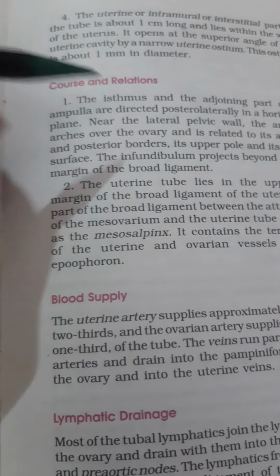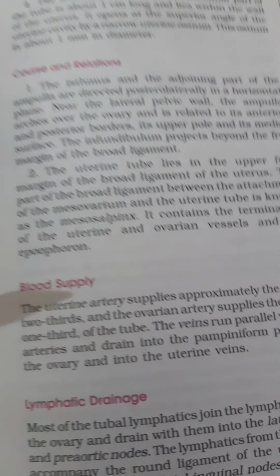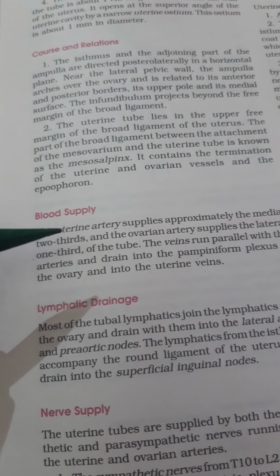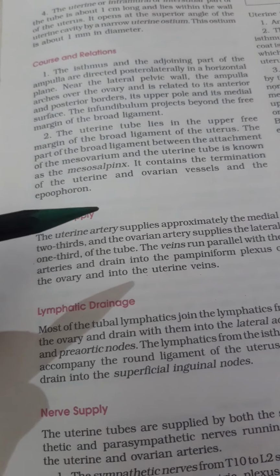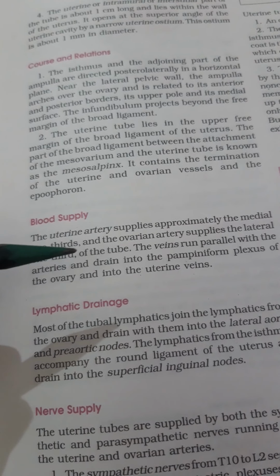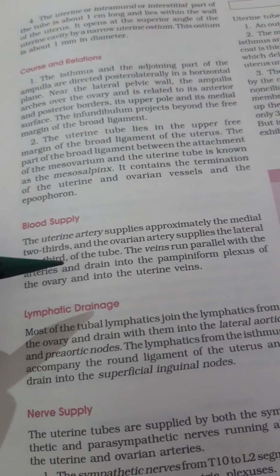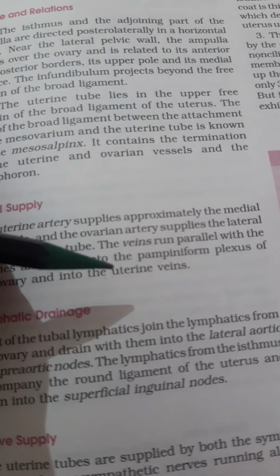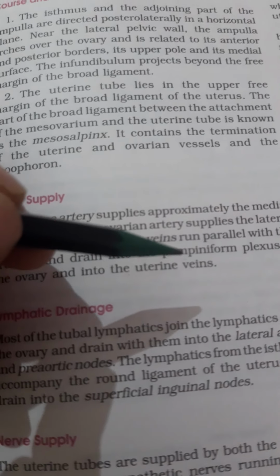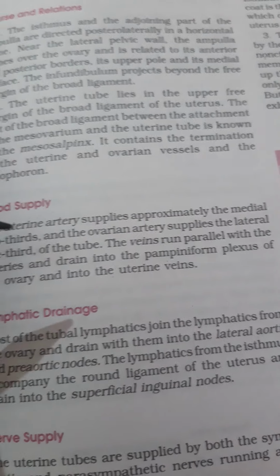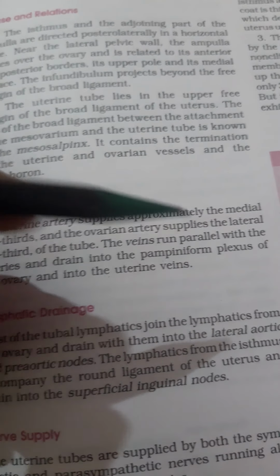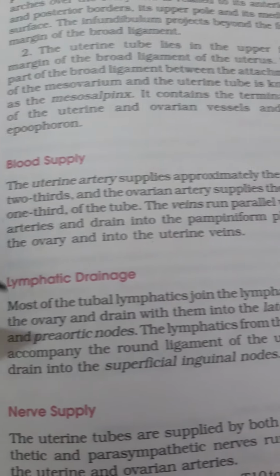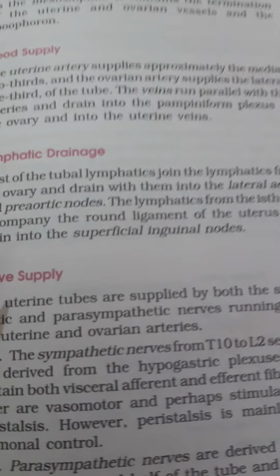Next, the course and relations are not very important because they do not come in a 5 marks question. The blood supply: it is supplied by the uterine arteries, and the veins all unite together and drain into the pampiniform plexus of the ovary and into the uterine veins. Then comes the nerve supply.